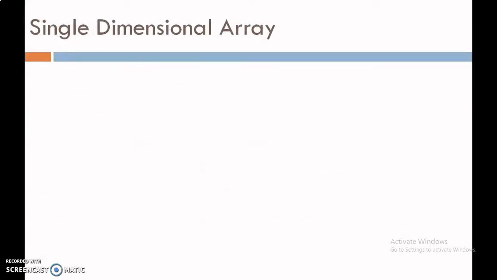Now, single dimensional array, one dimensional array. To declare a one-dimensional array, I have to write Dim number of 2 as Integer. So this statement declares number as an array name and 2 as the size of the array. Integer is the data type.